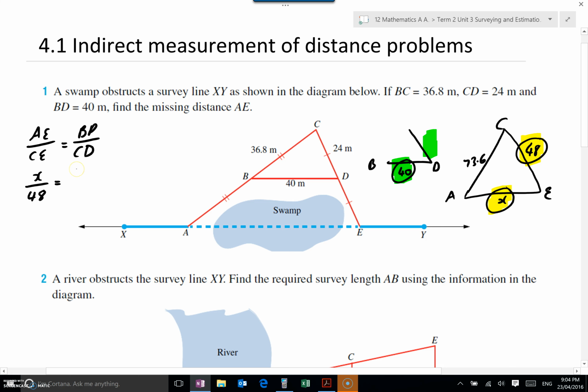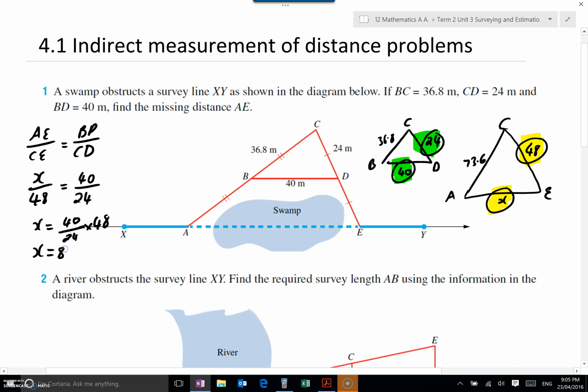X on 48 equals, so we get X on 48 equals 40 on 24, and I can just solve this for X. 40 on 24 times 48. I'll end up with 80. That's the formal way to do it.